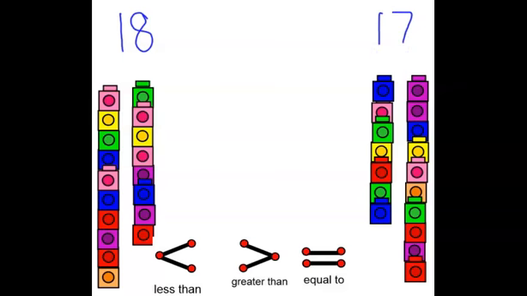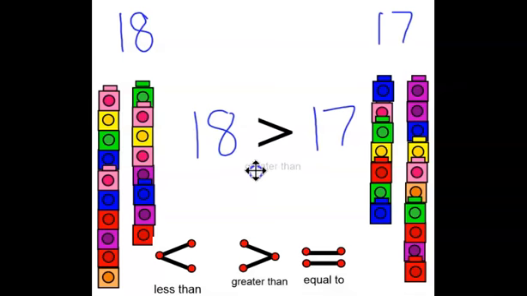So how can we compare 18 and 17? With what symbol? So which one is more? This one has one more, doesn't it? So 18 is greater than 17. 18 is greater than 17 because we read from left to right. 18 is greater than 17. Great job. Let's do another one.